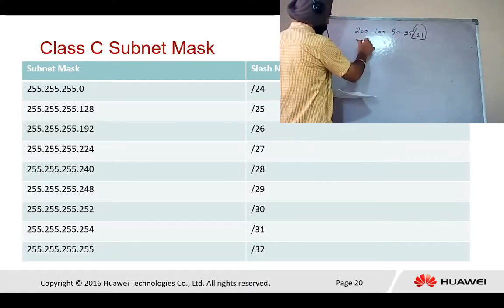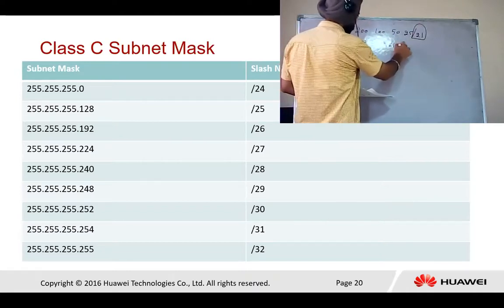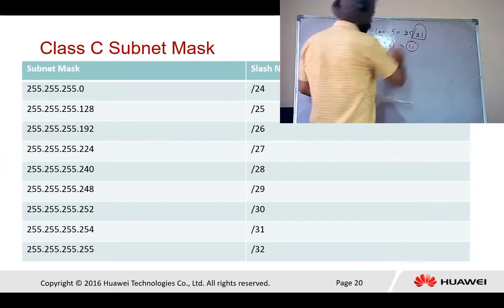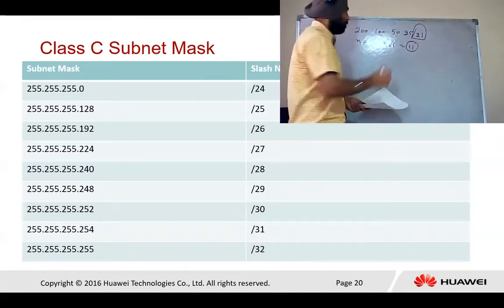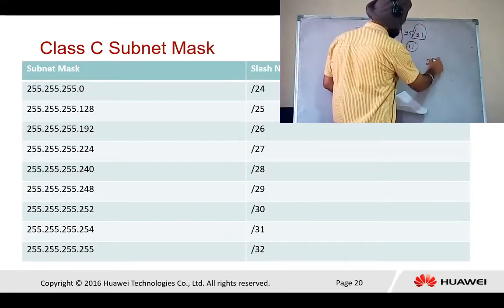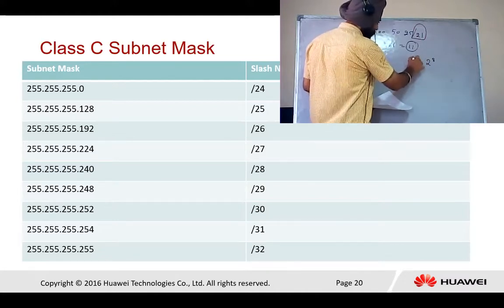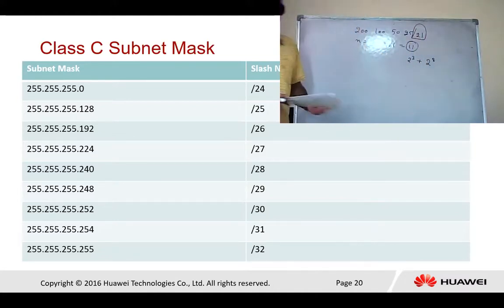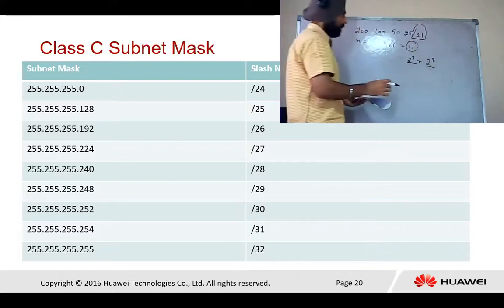So first we have to find the n value. N is equal to 32 minus 21, which is equal to 11. Again, our n value is 11. That is more than 8 bits. So that means the last octet value contains 2 raised to the power 8 plus 2 raised to the power 3.